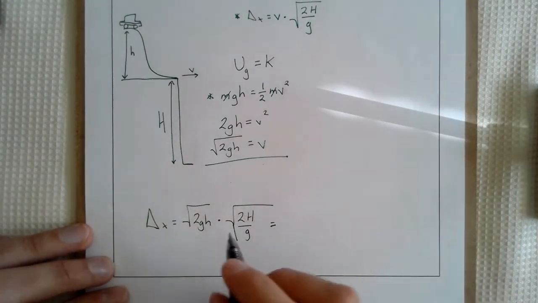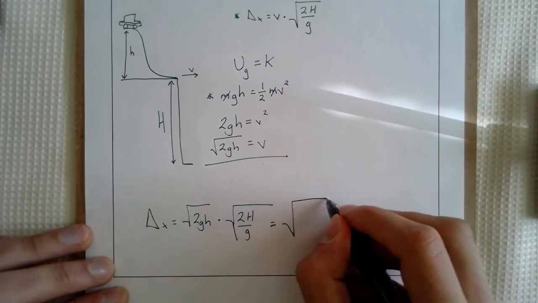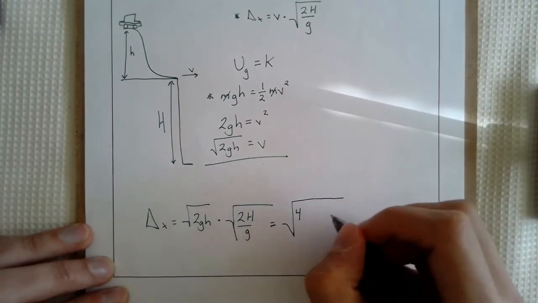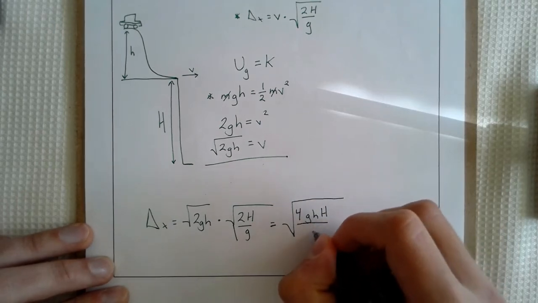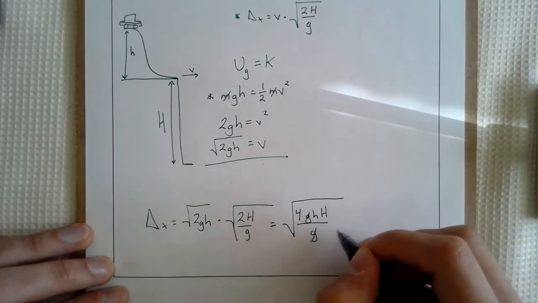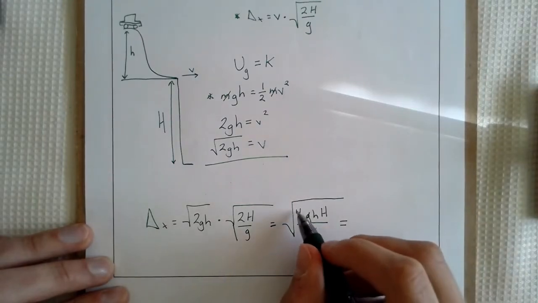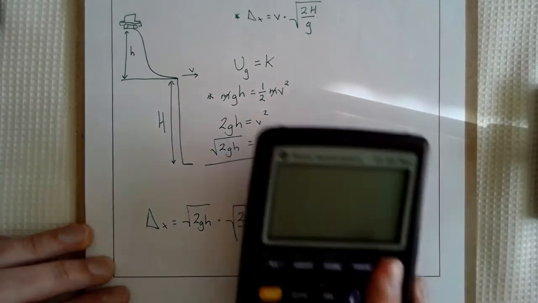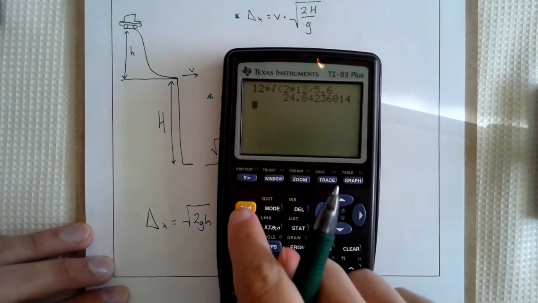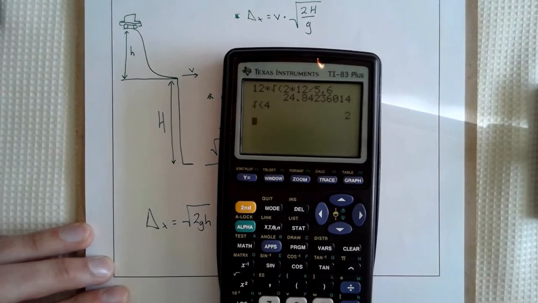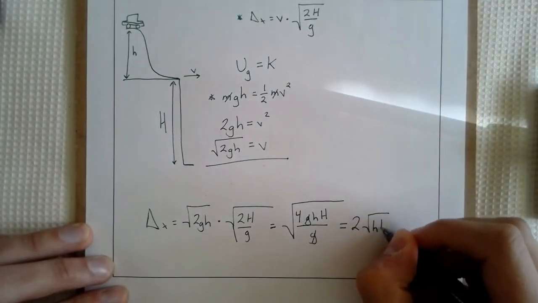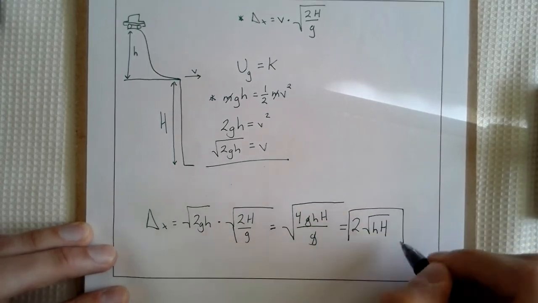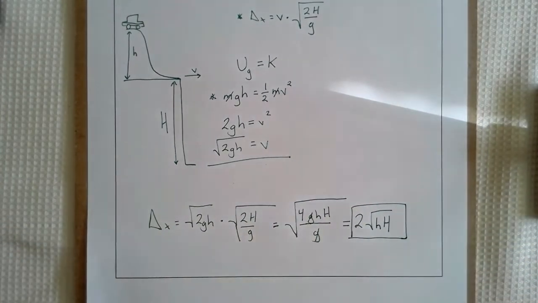And let's multiply these together. If they're two square roots, we can just do one giant square root and have 2 times 2 is 4 times g times little h times big H all over g. Oh my goodness, it's happening. It's happening. Oh my gosh. So we can pull a 4 out if we like, because the square root of 4 is 2. So then we have 2 times the square root of h times big H. Could it really be that simple?